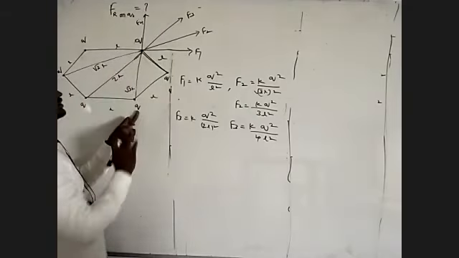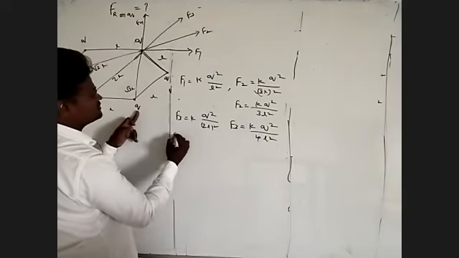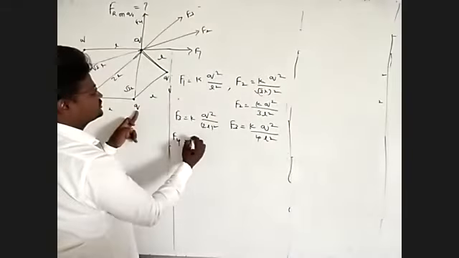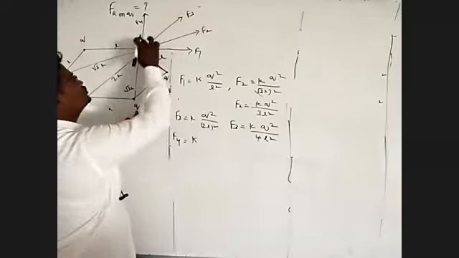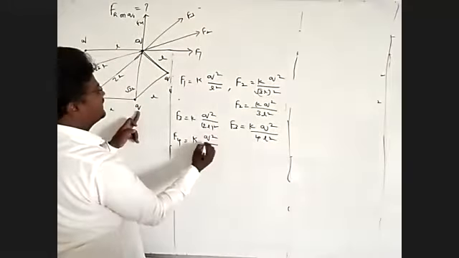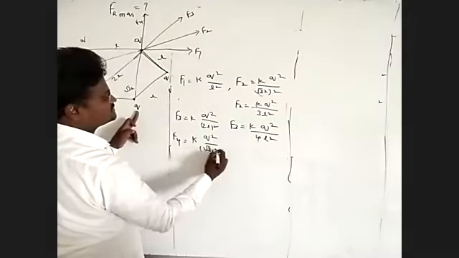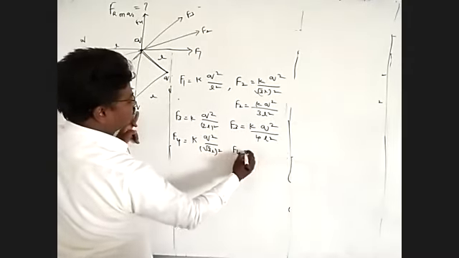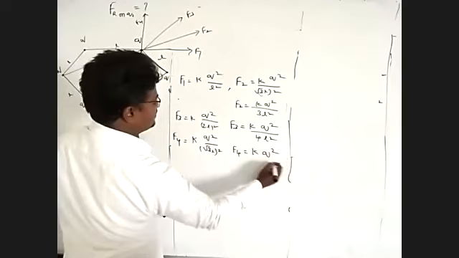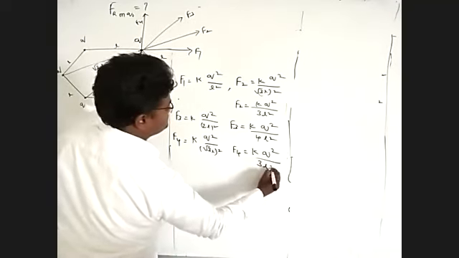Remaining all charges are opposite. Now apply Coulomb's inverse square law between the two charges. F4 is equal to K into Q squared over the distance between the two charges, which is root 3 L, whole squared. Now F4 is equal to K into Q squared by 3L squared.